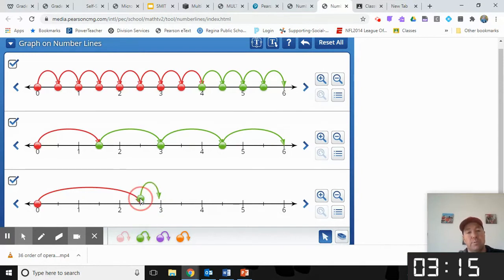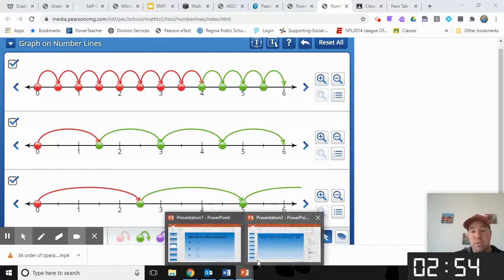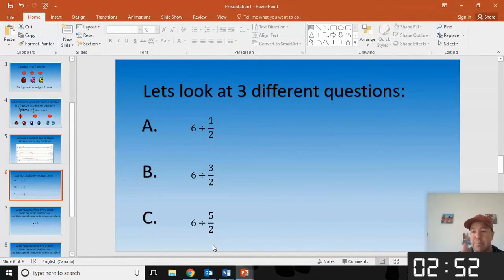Now, watch what happens here. So 1, 2, 3, 4, 5. Perfect. And we see a little problem here. Watch this. Too much, too big, right? Now, I want you to wrap your head around this point. This is difficult. This is as tough as it gets right here. So back here, the question was 6 divided by 5 halves.